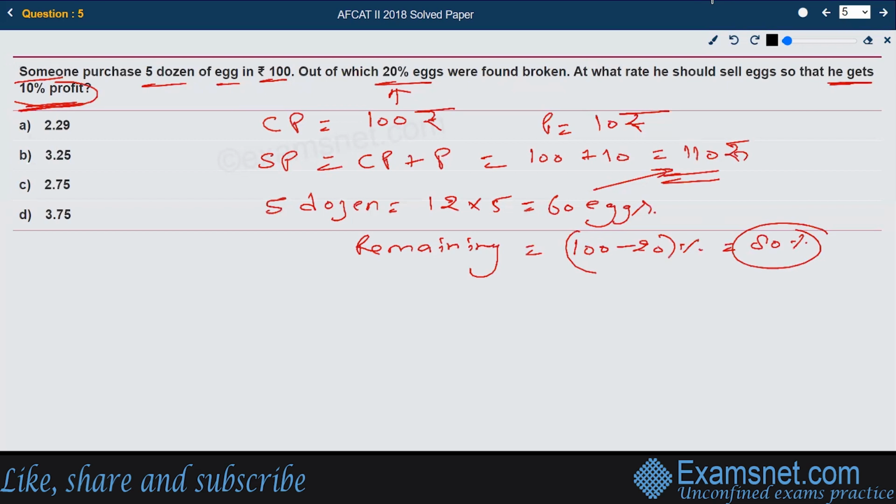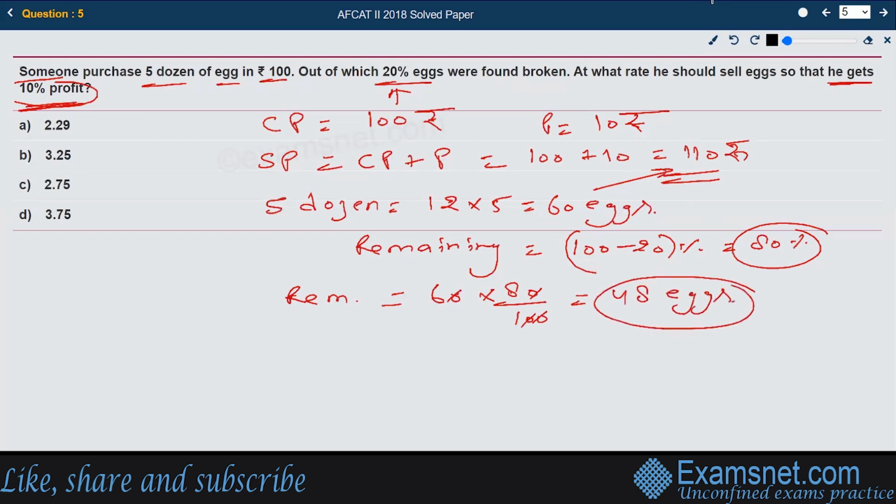So how much is 80% of x? The x is 60. Let us find out. The remaining eggs are 60's 80%. That many eggs are remaining. If you solve this, we are going to get 8 6s are 48 eggs. He is left with 48 eggs, and those 48 eggs are to be sold at 110 rupees.